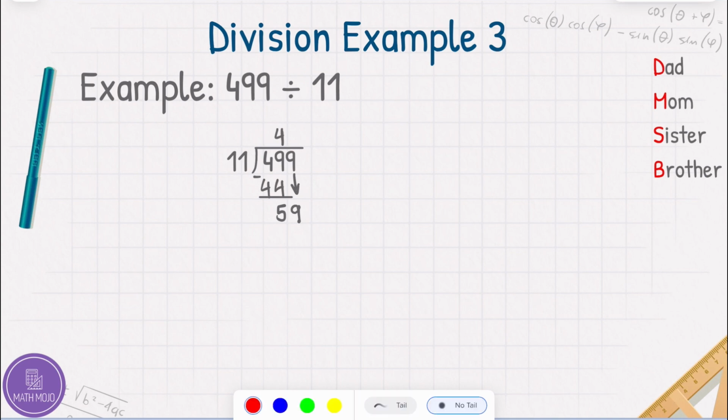So how many times does 11 go into 59? It goes into it 5 times, so we put our 5 in our quotient, and then we do 5 multiplied by 11, which gives us 55. And then we subtract again, and then we get 4 right over here. And then we don't have anything else to bring down, so that means we're done. And that means we have a remainder of 4, and our quotient is 45.